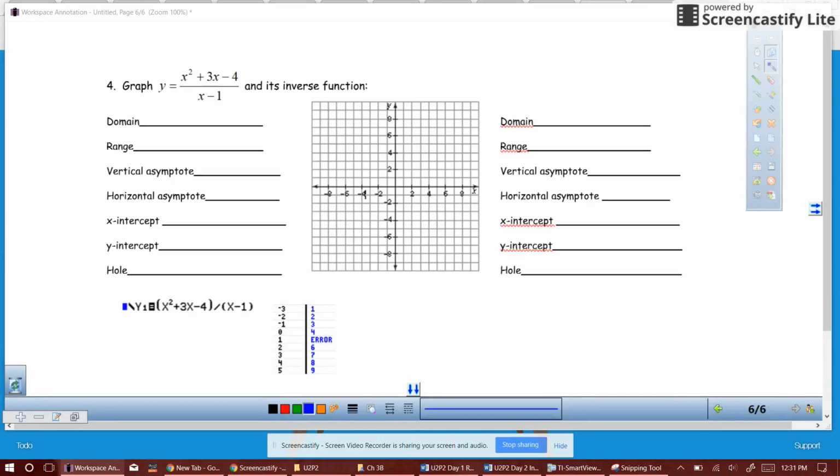Example of graphing rationals and its inverse. So again, I try to pick unique, interesting problems for us to do, and this one is really good because of what I'm going to see here.